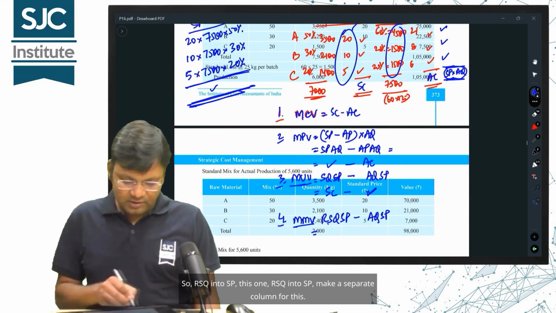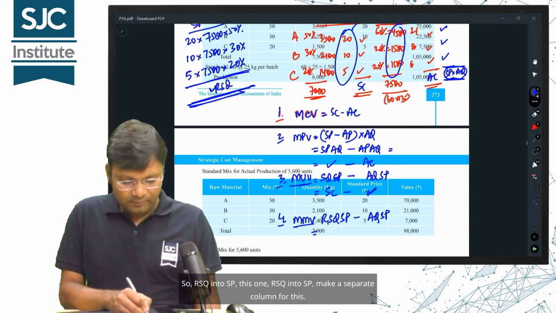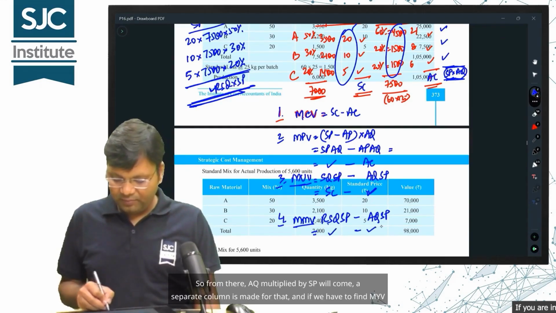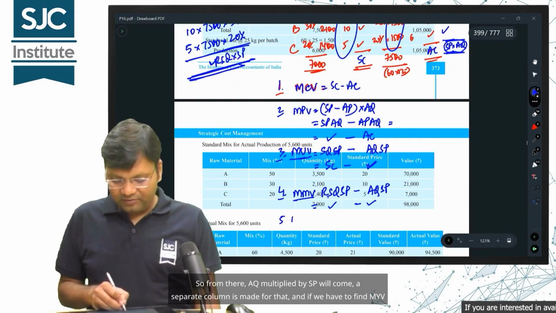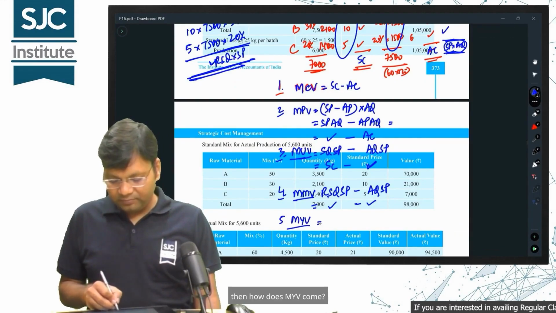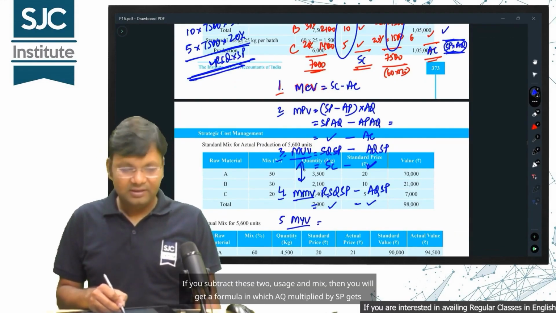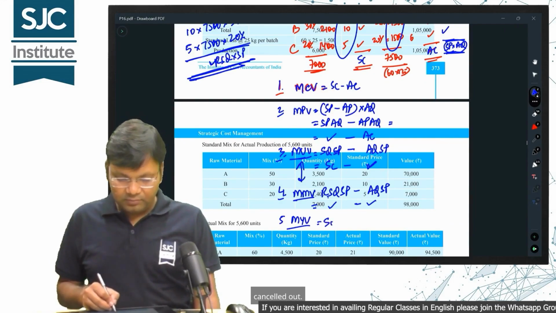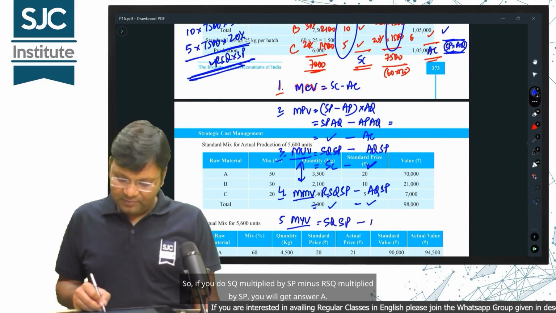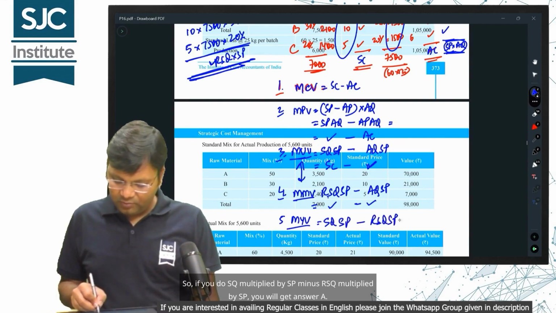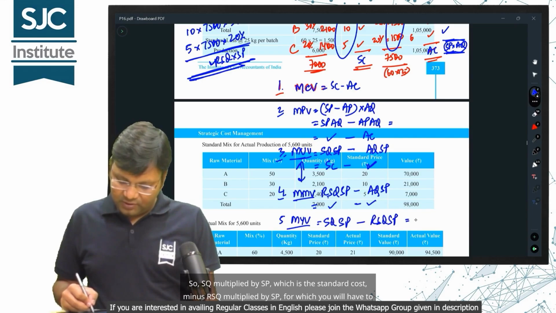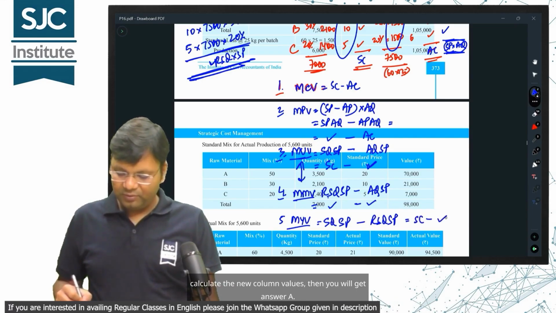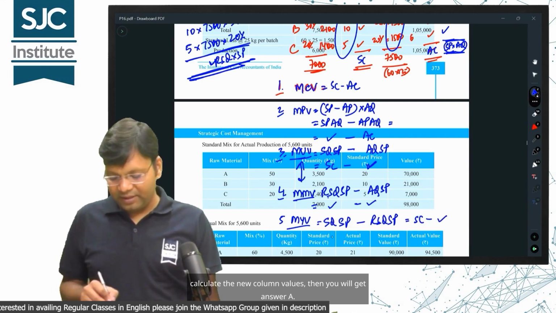So, RSQ into SP, this one, make a separate column for this. So from there, AQ multiplied by SP will come, a separate column is made for that. And if we have to find MYV, then how does MYV come? If you subtract these two, usage and mix, then you will get a formula in which AQ multiplied by SP gets cancelled out. So, if you do SQ multiplied by SP minus RSQ multiplied by SP, you will get answer A. So, SQ multiplied by SP, which is the standard cost, minus RSQ multiplied by SP, for which you will have to calculate the new column values, then you will get answer A.